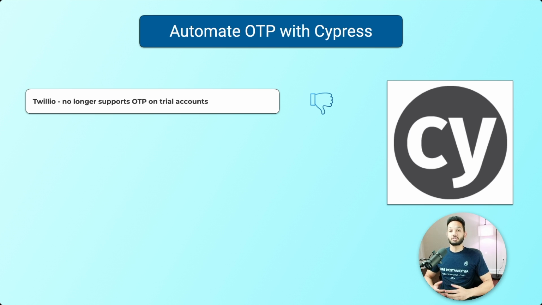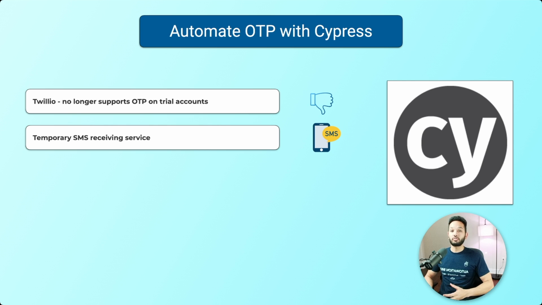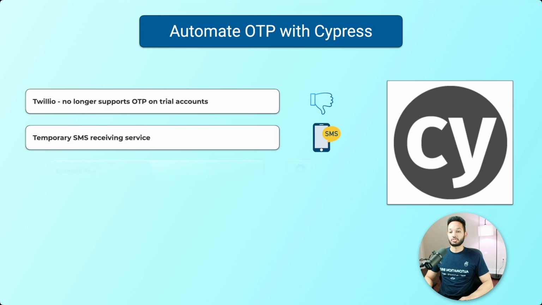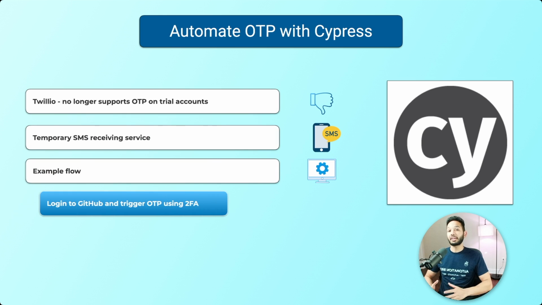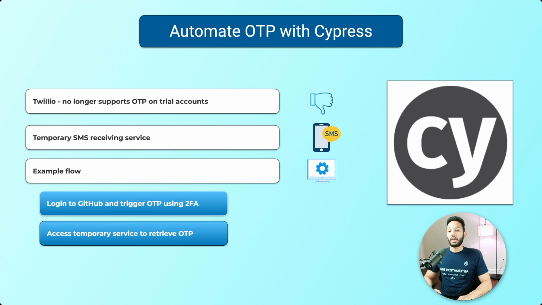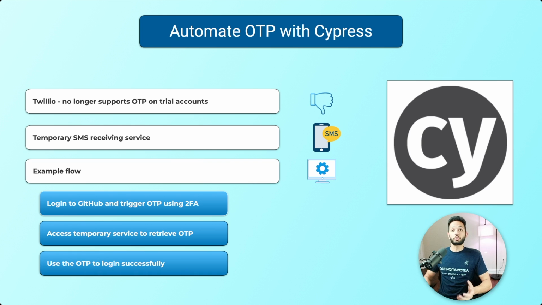So I had to get creative for this video and had to figure out a way to make it work with Cypress. So instead of using a paid service, what we're going to be using is basically a temporary SMS receiving service. So this will basically give us access to a public number which we can use to receive OTP messages on. So let's go over the example flow that we're going to be working with. So we're going to start off with logging to GitHub and then triggering our OTP using the 2FA. And then from there, we're going to access our temporary SMS service messages to receive our OTP. And then we have to figure out a way to basically get the OTP message from that particular website. And then after that, we're going to use that OTP to log in successfully to our GitHub website. So this is going to be our overall flow. Let's do a quick demo to understand how exactly this would look like.